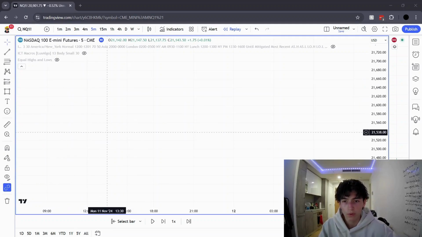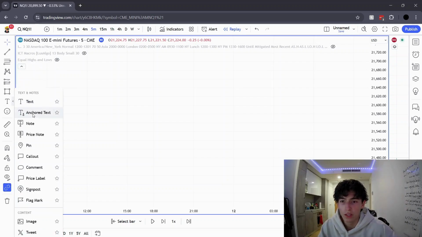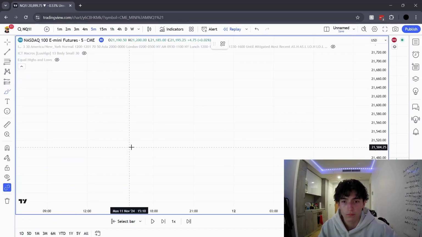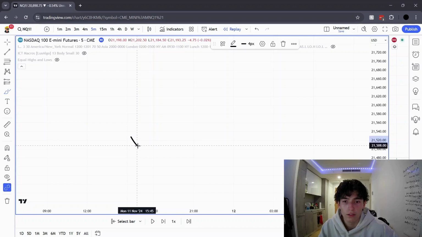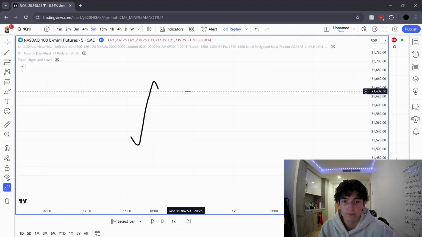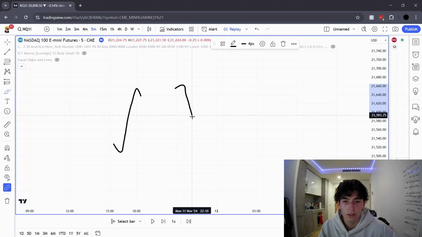Now, what is equilibrium? Well, it's basically the halfway point from either a low to a high or a high to a low. Now, let me show you guys what that looks like. So let's say here, we make a low, and we make a high. And then here, we make the high, and then make the low.